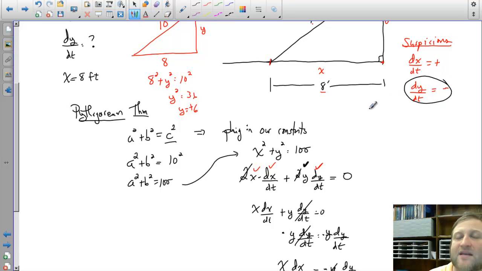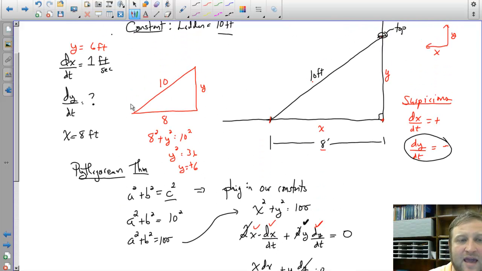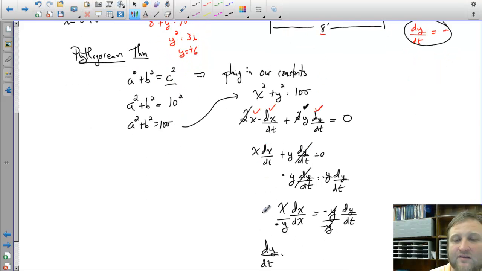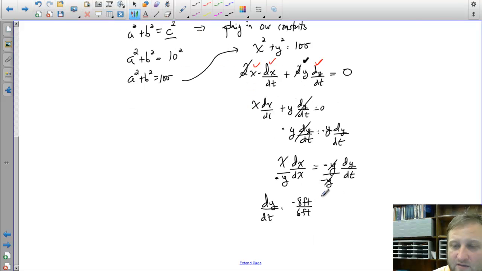That dy/dt was going to be a negative value, and notice that's showing up to be consistent in our solution. So we know that dy/dt will be negative x divided by y, or negative x divided by positive y, either one. So x in our circumstance will be 8, y will be 6, and the negative out in front will be negative 8 feet divided by 6 feet, all now times 1 foot per second.